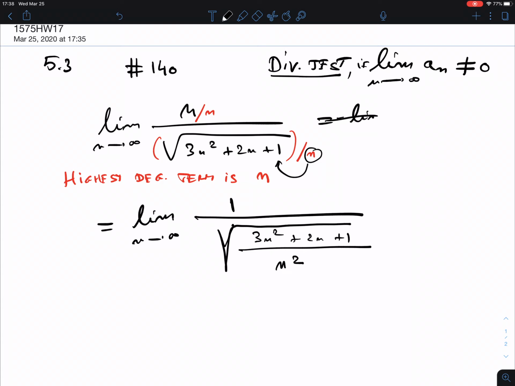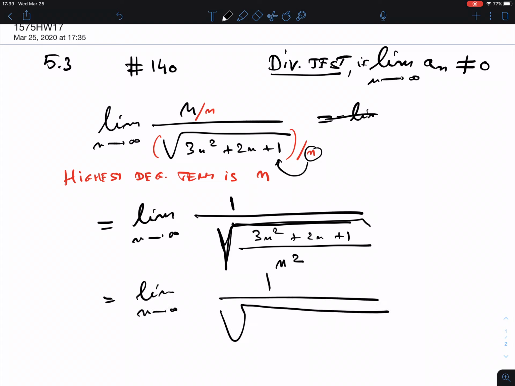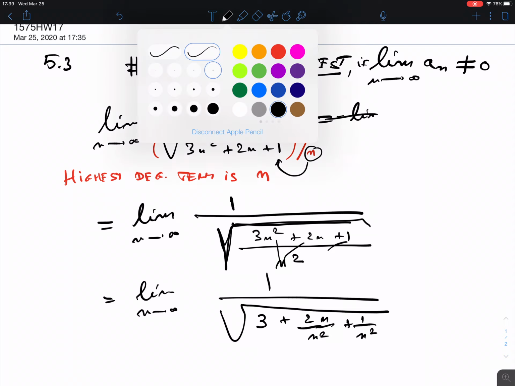This is the rule because the radical of a fraction is the same as the radical of the top and the radical of the bottom. Once I'm inside the radical, I still have to do the division, so one more step. Inside here I divide each of these terms by n squared, so I get 3 plus 2 over n plus 1 over n squared. The n over n squared cancels to 1 over n. I'm going to do this a little quicker.